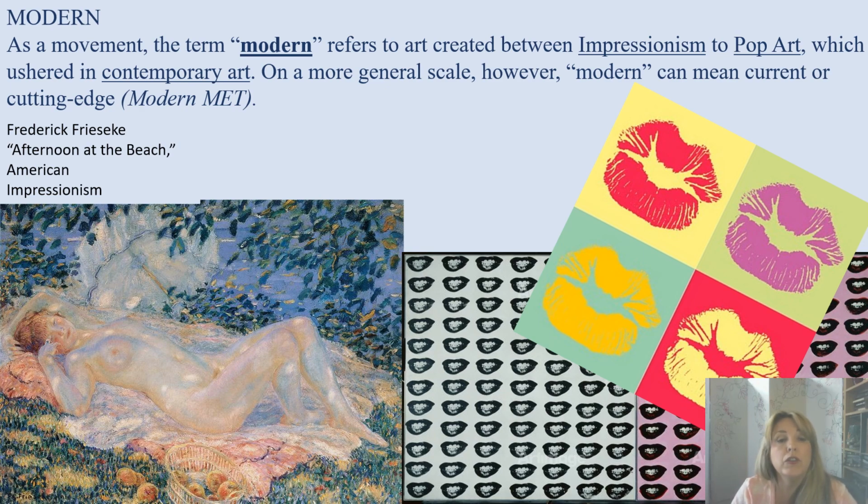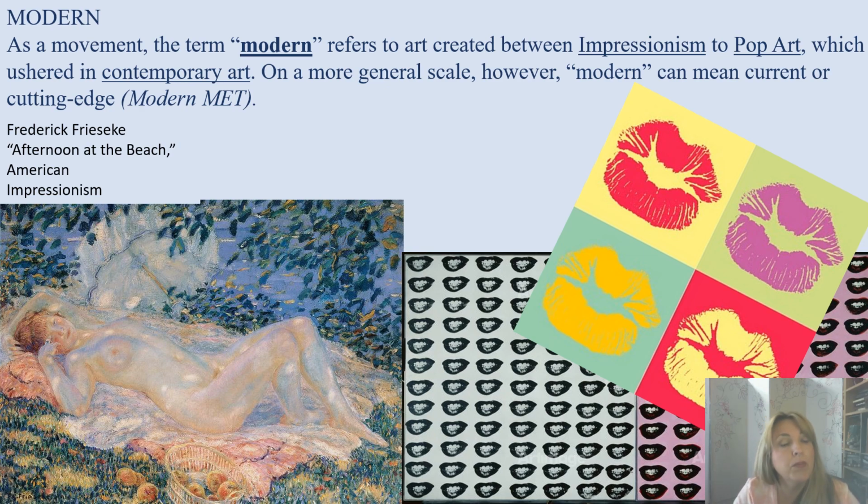Modern. As a movement, the term modern refers to art created between Impressionism, 1870s, to pop art. So again, 1960s, which ushered in contemporary art. So on a more general scale, modern can mean current or cutting edge. Like someone might say, oh, that looks so modern. Well, they're really saying it looks more contemporary. It looks really unique and maybe edgy. So the word modern can be used as an adjective, but as a movement, it refers to the art of the past, Impressionism to pop art roughly. Again, they argue about everything in art history.